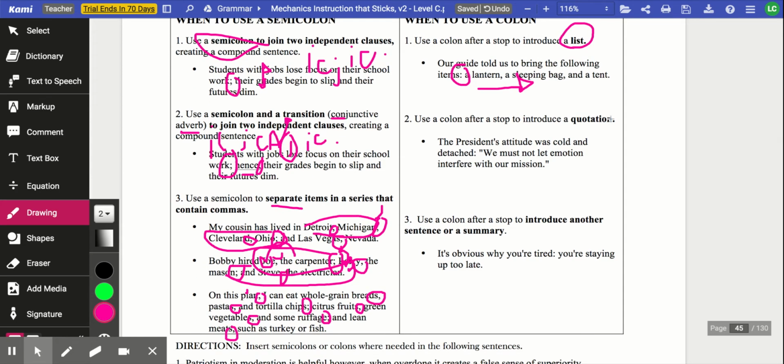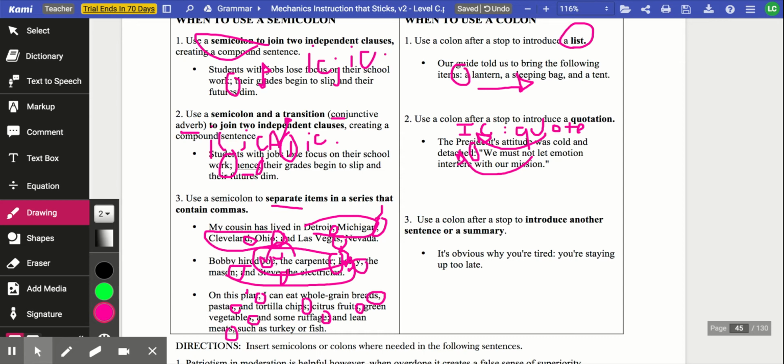Use a colon after a stop to introduce a quote. The president's attitude was cold and detached: we must not let emotion interfere with our mission. What I want you to notice about this way to introduce a quote, folks, is that we have a complete independent clause, a whole IC, before we get that quoted material. And it almost acts like the quote is modifying that independent clause. It's providing that modification, that extra information. The president's attitude was cold and detached: we must not let emotion interfere with our mission.